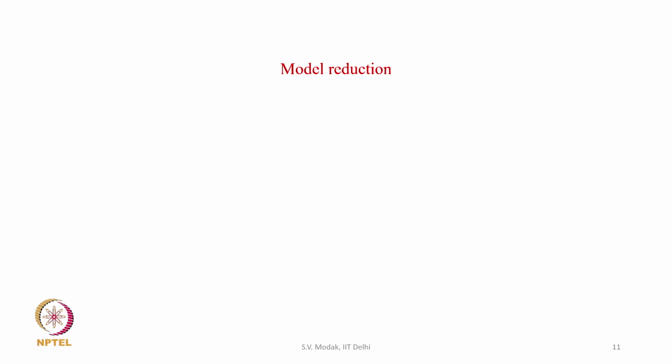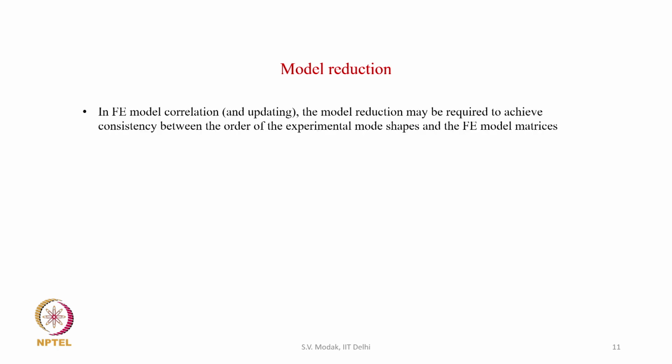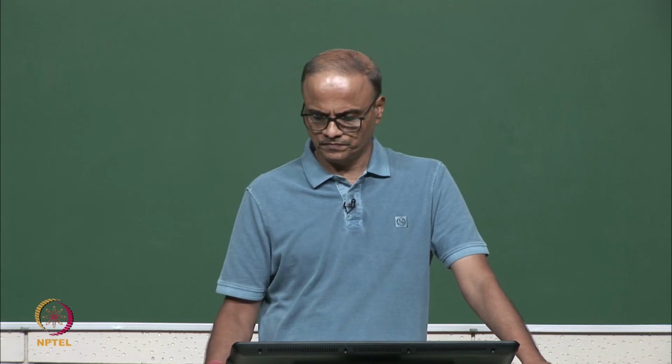So, now we are going to talk about model reduction and mode shape expansion. So, we see that in FE model correlation and updating, the model reduction may be required to achieve consistency between the order of the experimental mode shapes and the FE model matrices. In updating, which we will study later, some methods may also require this consistency to be resolved before updating can be carried out. So, therefore, we are now going to talk about some of the methods of model reduction and one method for mode shape expansion, to see how this inconsistency can be resolved.